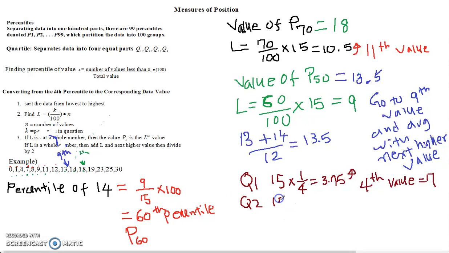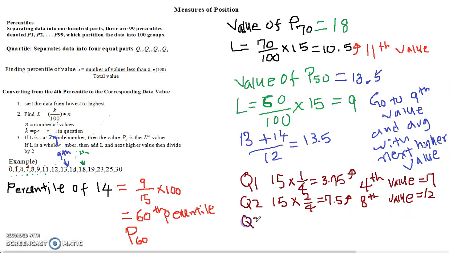Q2, same thing. You got 15 times 2/4. Okay, so we have about 7.5. Again, in this quartile, we use the normal roundup rule. So that's going to be the 8th value. So if you go to the 8th value, 1, 2, 3, 4, 5, 6, 7, 8, that would be a 12.